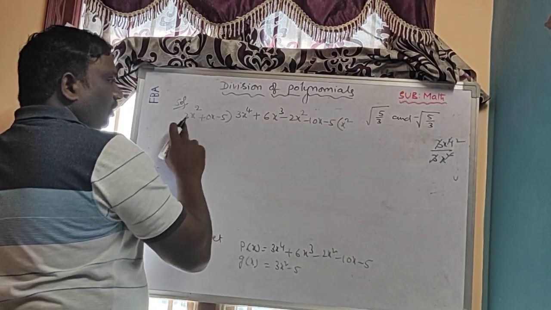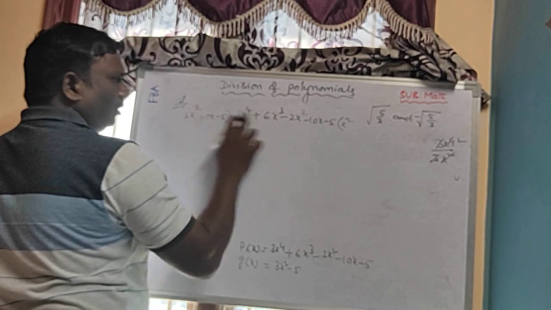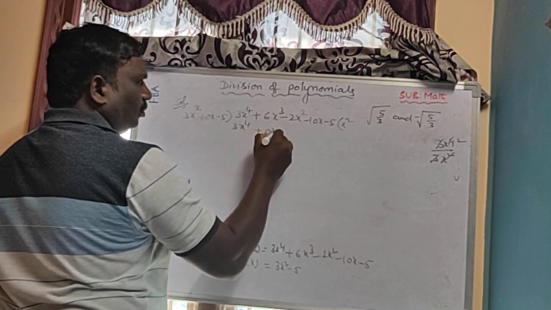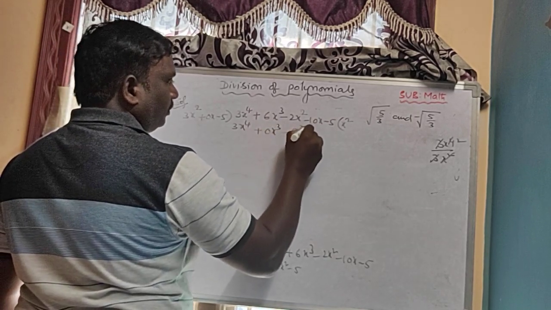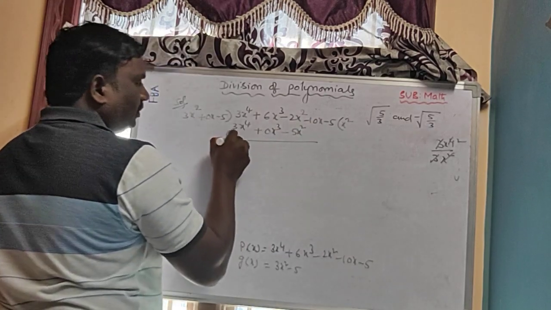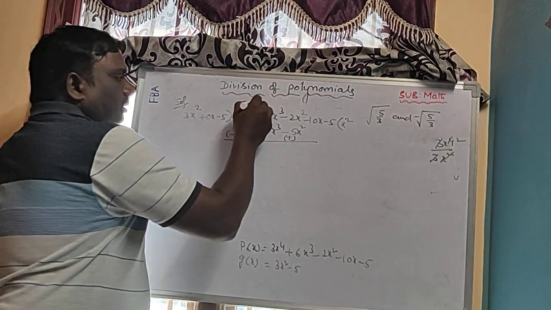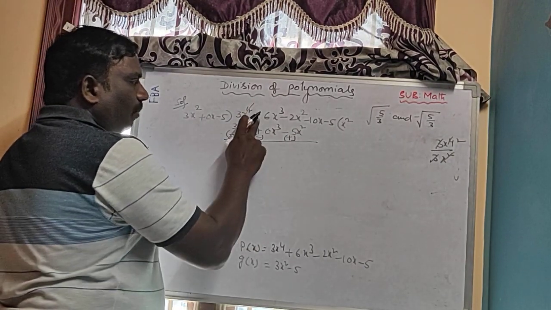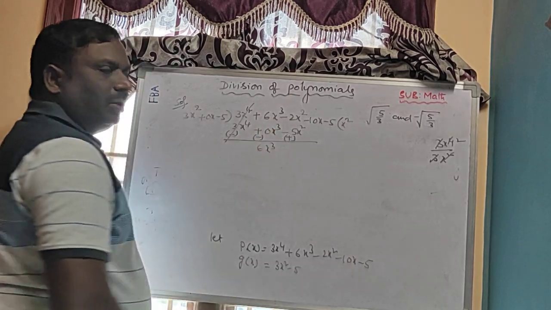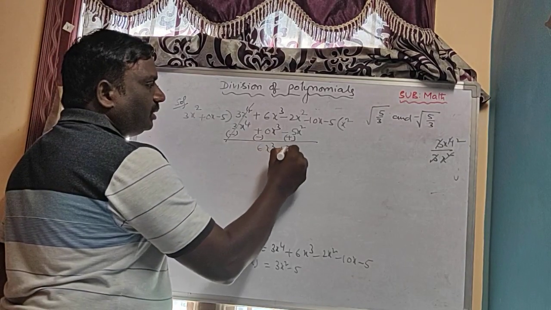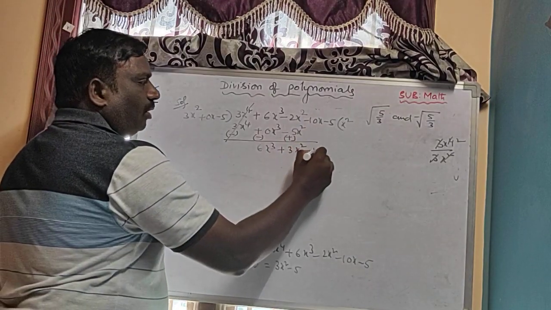Multiply x square with all these three terms. 3x square into x square is 3x power 4, then 0x cube, then minus into plus gives minus 5x square. Change the signs: negative becomes positive. Both will cancel. Plus 6 minus 0 is 6x cube. Minus 2 plus 5 is plus 3x square.